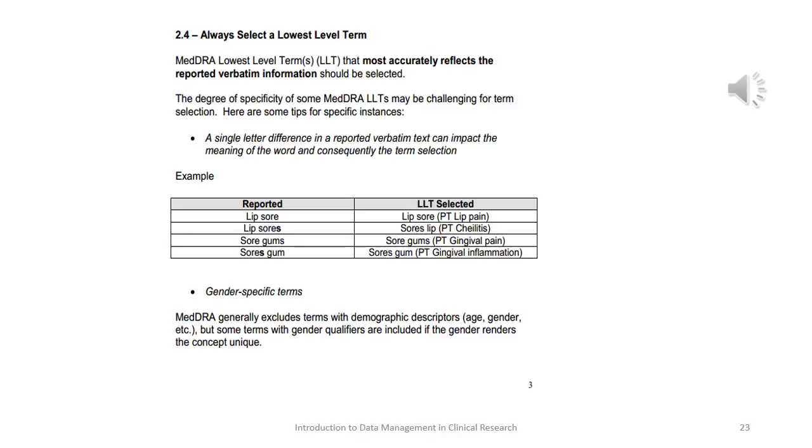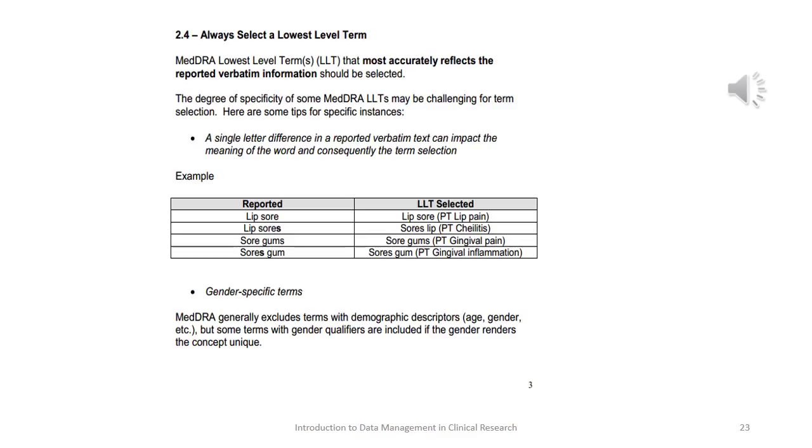In this example, we see a couple of lowest level terms that can be very different depending on how they're spelled. What we want to do is get to the lowest level term, and then from there identify what the preferred term is. The way we do that is by determining what most accurately reflects the reported verbatim information that we receive from the site. In our example, we have a couple of instances where a single letter can sometimes have an effect on that.